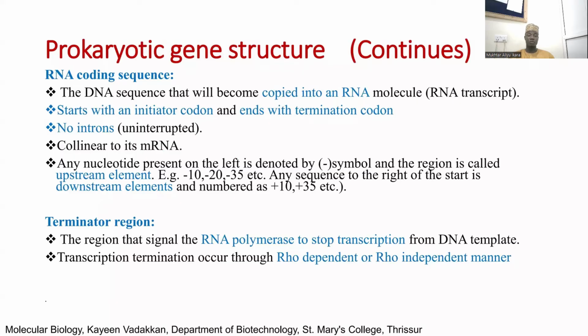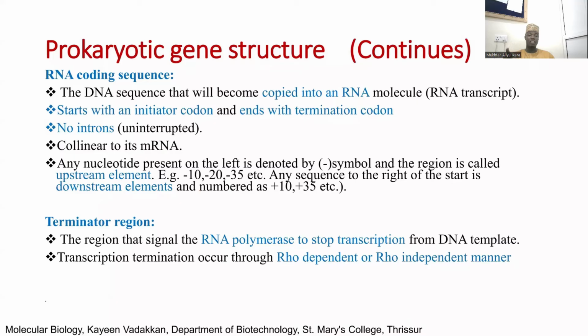Any nucleotide sequence present to the left of the start is denoted by a minus symbol. That region is called upstream, so these are called upstream elements, and they usually have a negative sign. And any sequence at the right of the start, which is the downstream element, is numbered as positive, starting from +10, +35, etc.